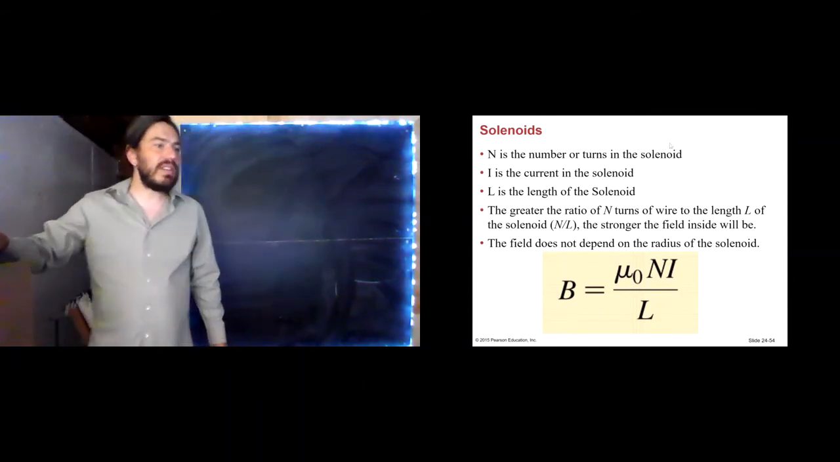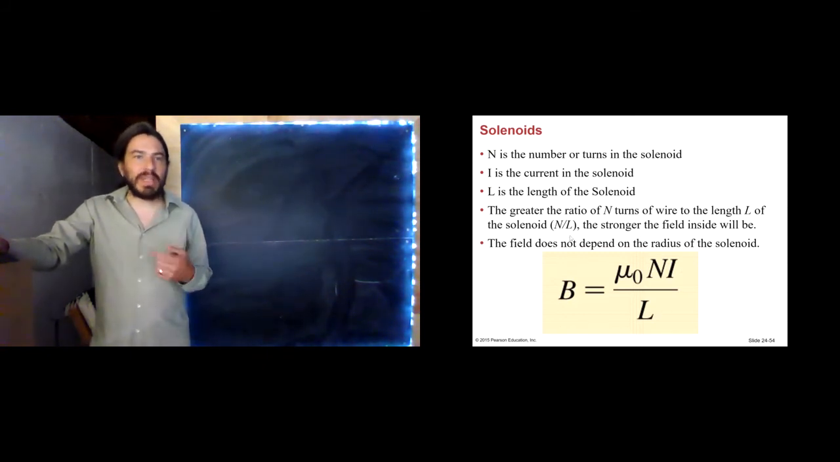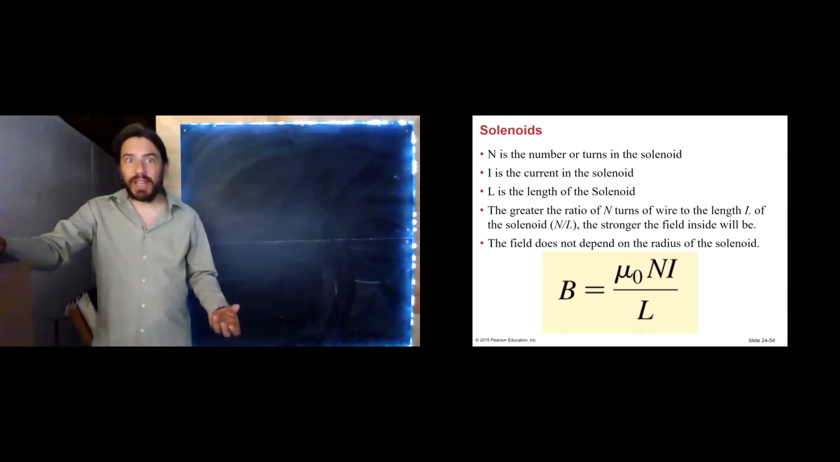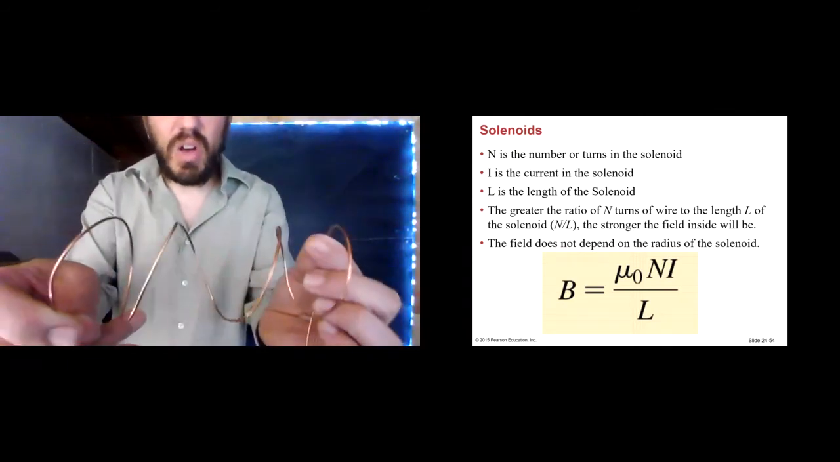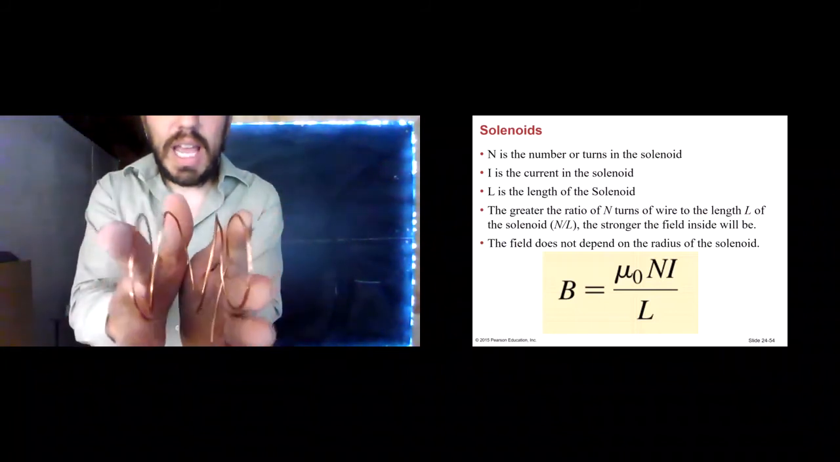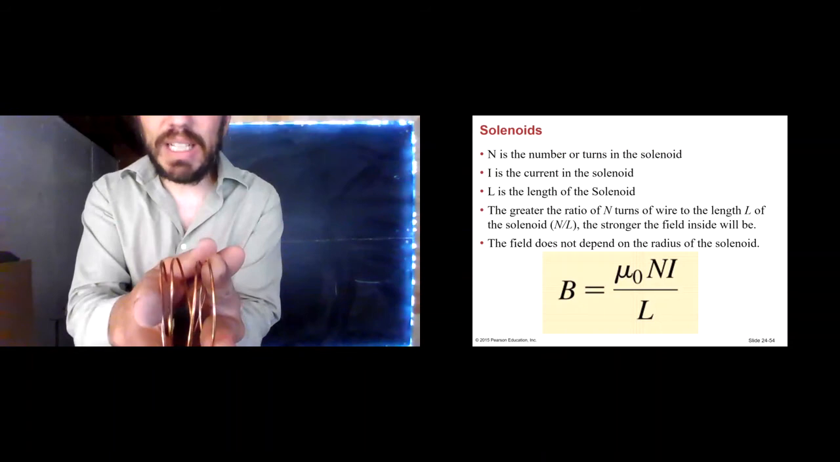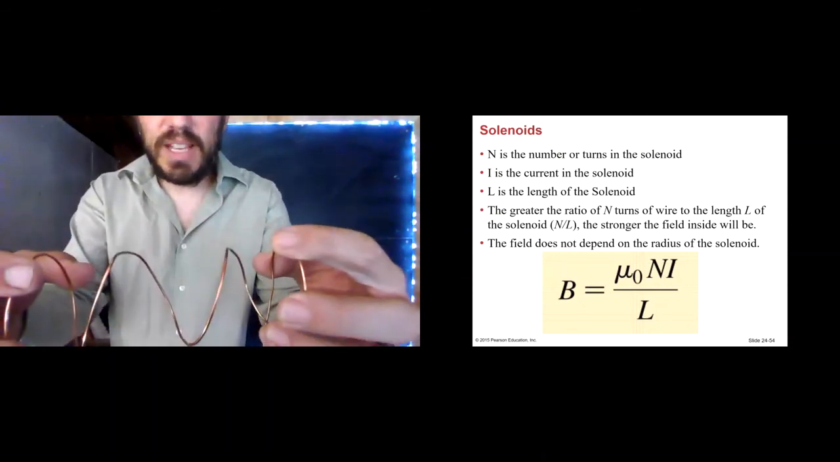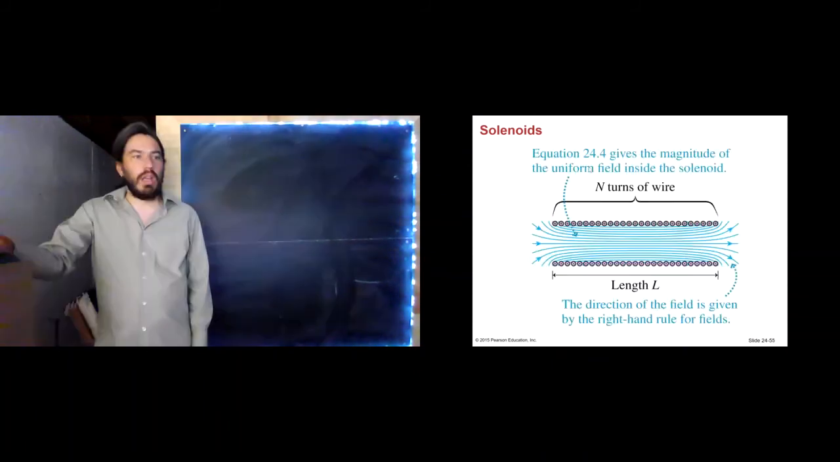And not only that, notice that it's not just the number of turns that show up. It is always n over L. So it's the ratio of how many turns per length. So here, this solenoid has a low n over L, and now it just got a little bit higher. So I would expect this to have a higher magnetic field in the center than this, simply because it's got a larger n over L.